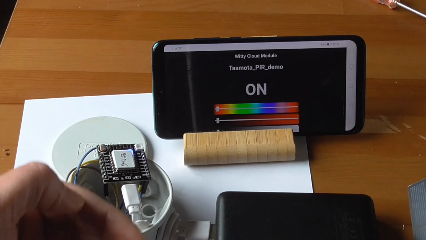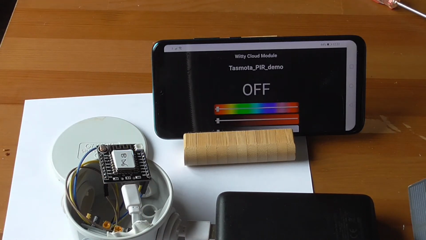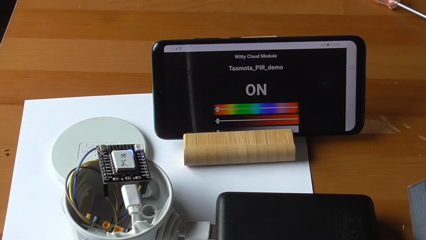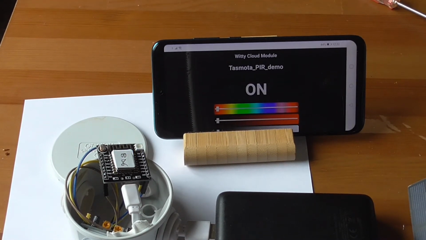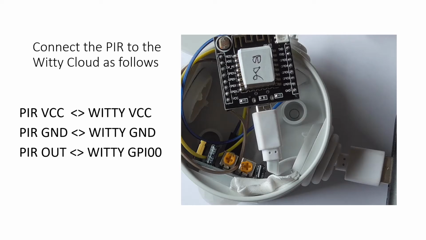Whenever the PIR sensor connected to the WIDI cloud detects movement, it switches the WIDI cloud on and off, as you can see from the web browser. Connecting the PIR to the WIDI cloud is quite straightforward. Using DuPont cables, connect as shown on the slide here.